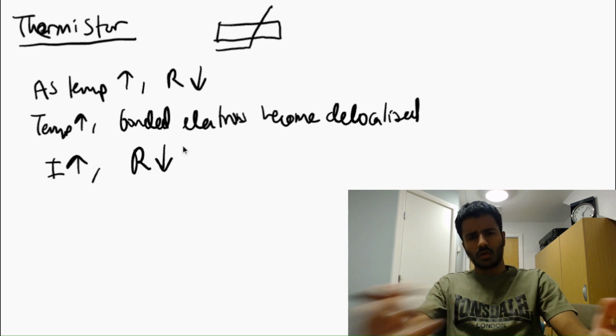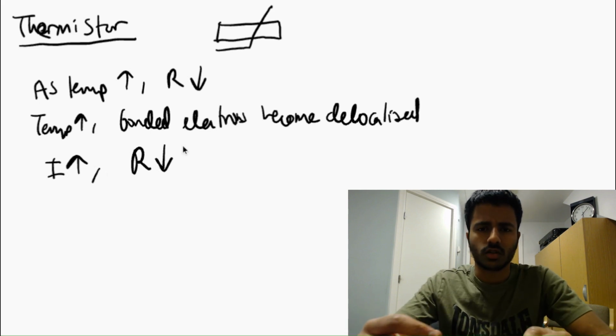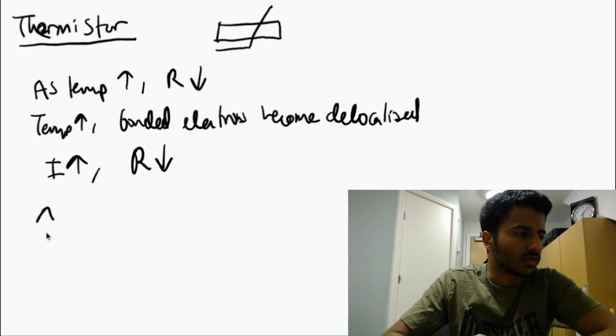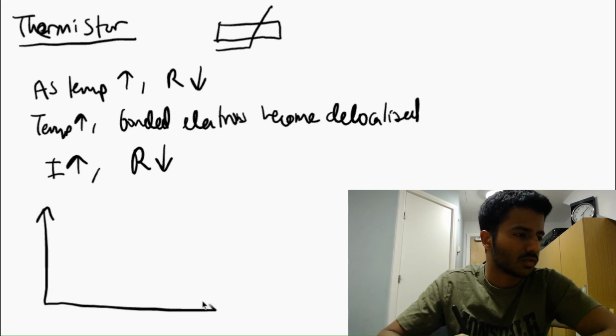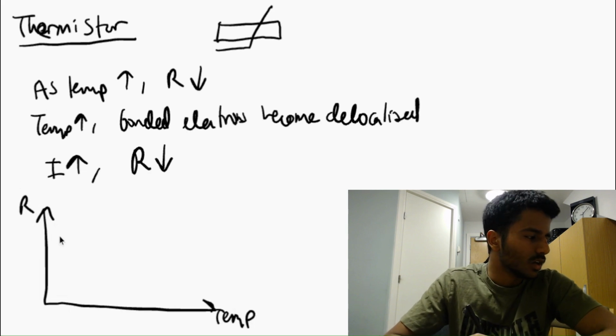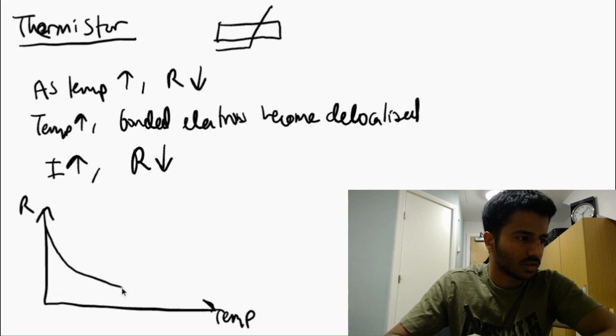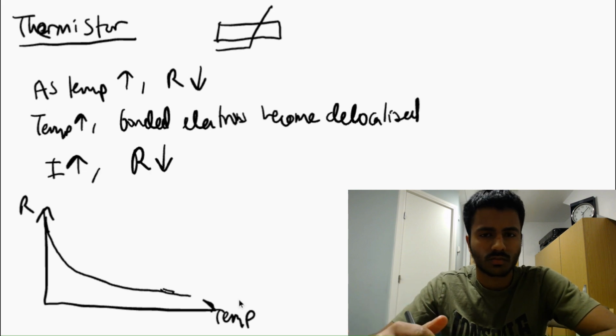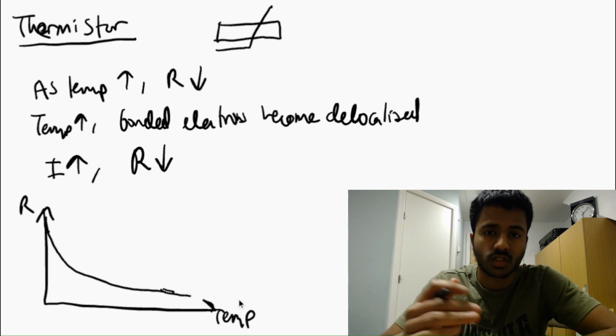Now, you probably don't need to know this explanation in your exam, and they probably won't ask you for it, but it's good to know. What this means is if you look at a resistance versus temperature graph, temperature on the x-axis, resistance on the y-axis, you'll notice it looks something like this. As temperature increases, the resistance decreases. And as temperature gets lower, the resistance actually increases.